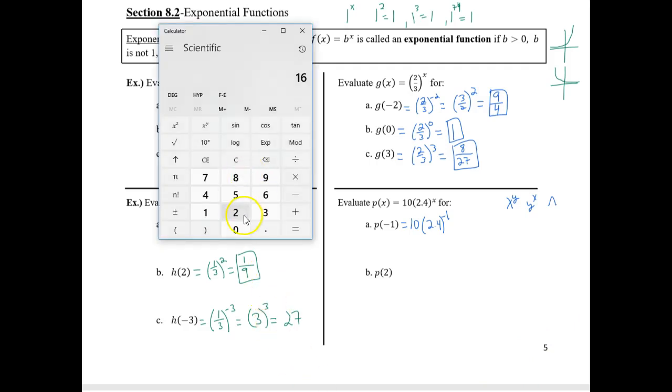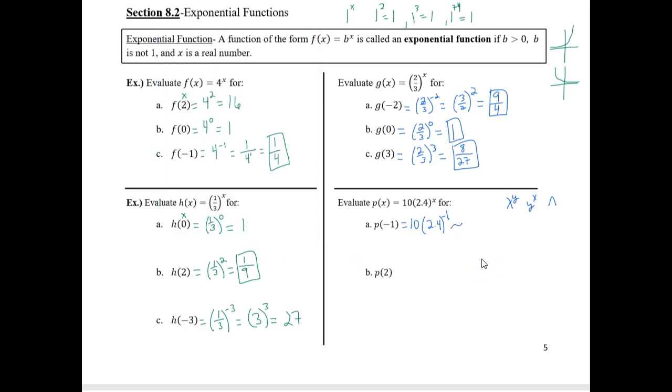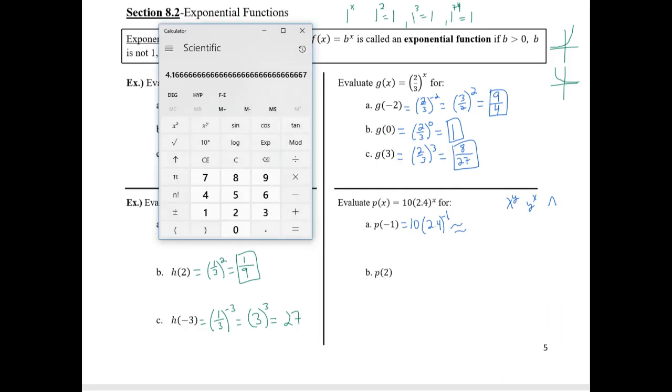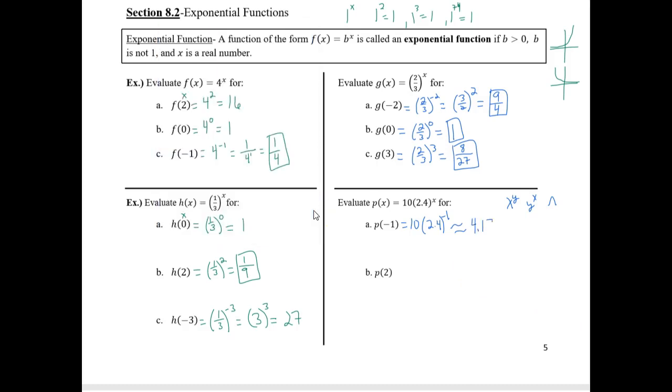So I'm going to start, we have to start with exponents. So 2.4, and then here's my exponent button. So to the power of 1, and I'm going to make it negative, and we get that decimal. Then I have to multiply it by 10. So this is approximately 4.1, let's round to the hundredths, so 4.17.